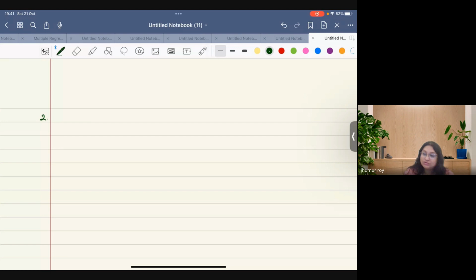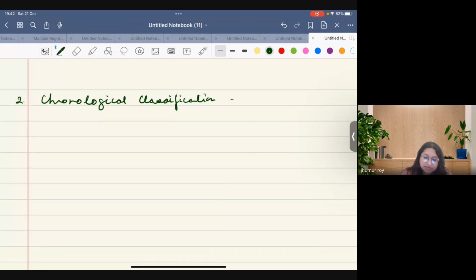Okay. So the second one that we have, this is very important. We'll be dealing with questions on this, so please be clear. It is called chronological. So whenever we talk about chronological classification, we talk about classification which is based on time. So whenever you classify something according to time, it will come under chronological classification.